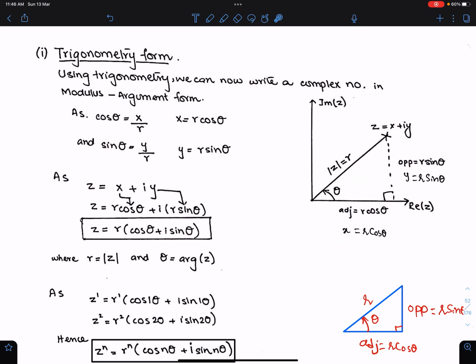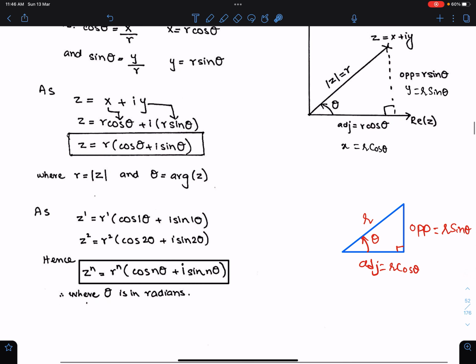By substituting these values of x and y into Cartesian form, we can get the trigonometric polar form. Since x is r cos theta and y is r sine theta, therefore this is the trigonometric polar form. In this form, r means modulus z and theta means argument z.